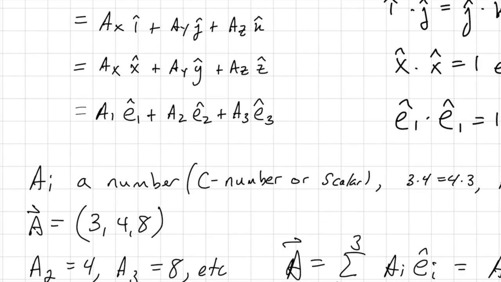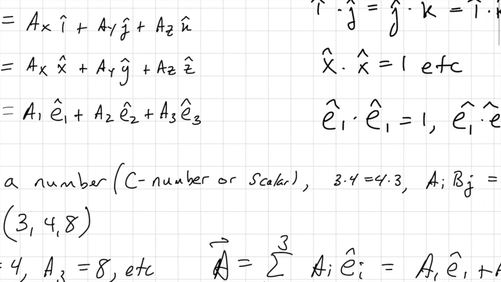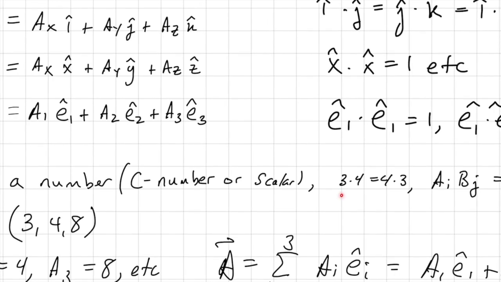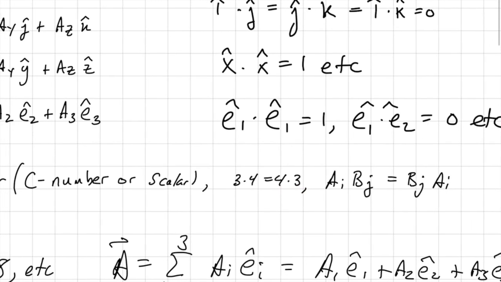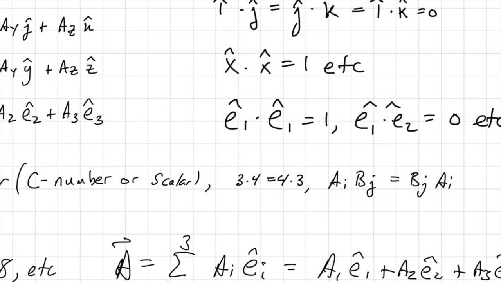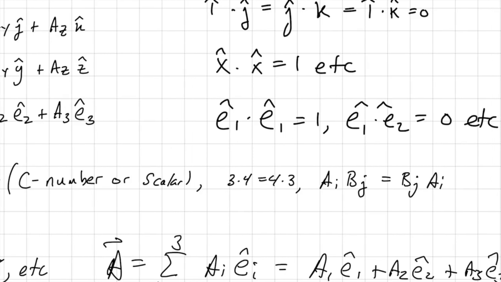So now let's say we're to write down something like A sub I. Well, A sub I is just a number. We might call it a C number or a scalar. C number stands for commuting number. All that means is that it commutes multiplicatively with other things. So you've seen that before. 3 times 4 is the same as 4 times 3. In the same way, AI times BJ is equal to BJ times AI. These are just numbers. You can change the order that they're written. There is a vector A, but A sub I is simply a number of that vector.